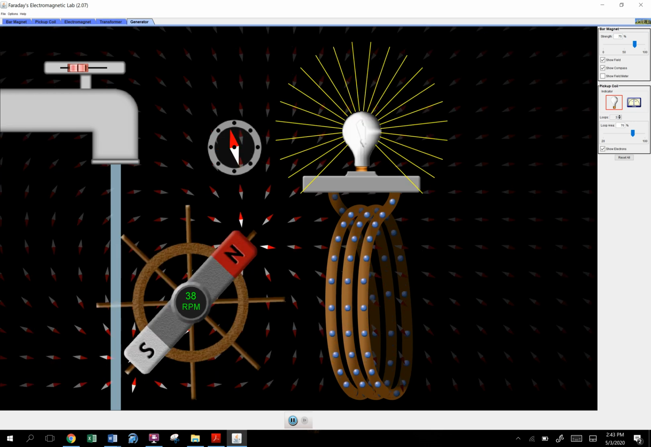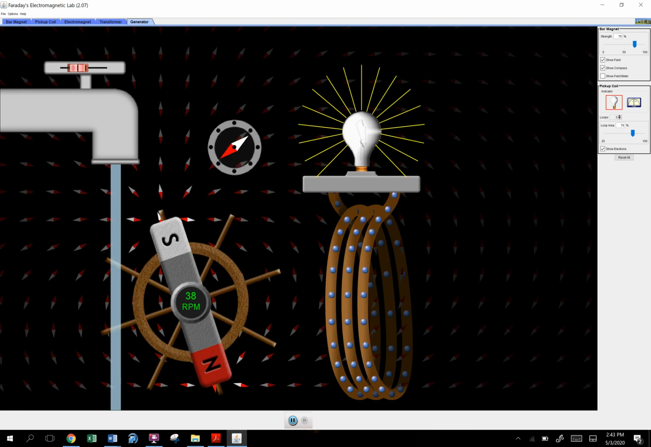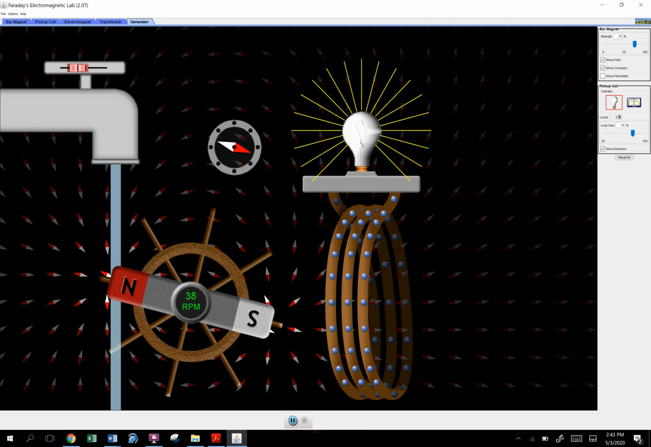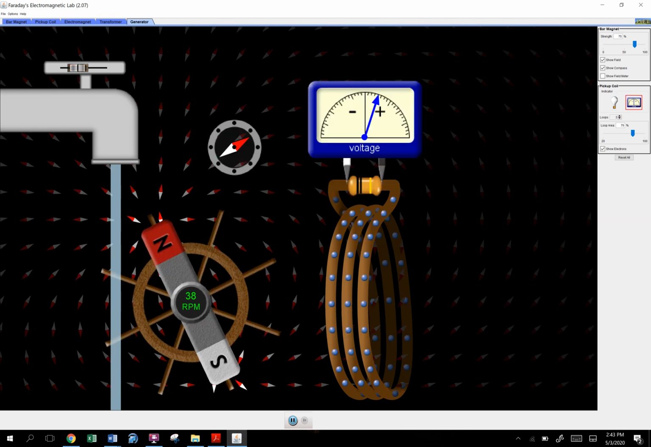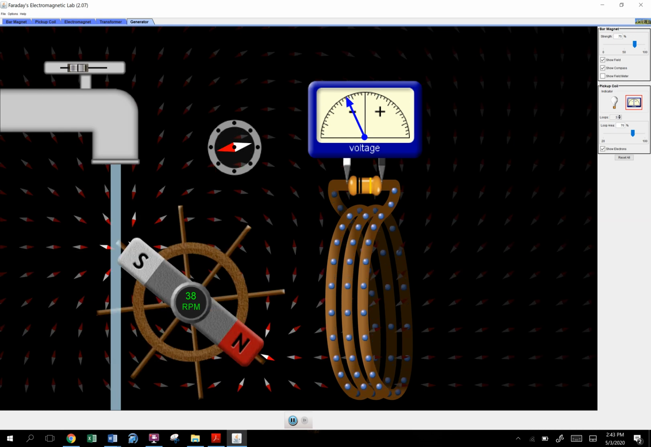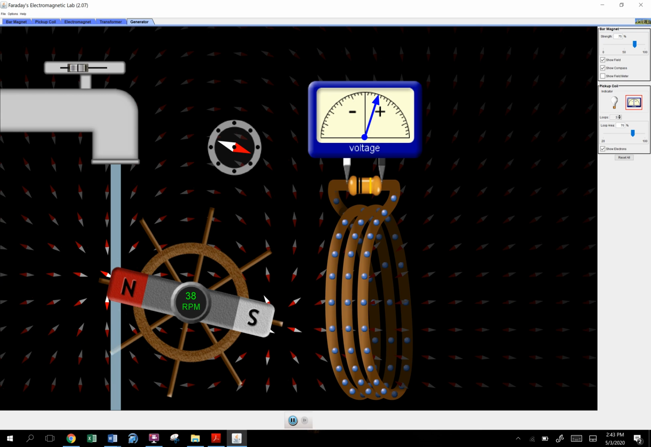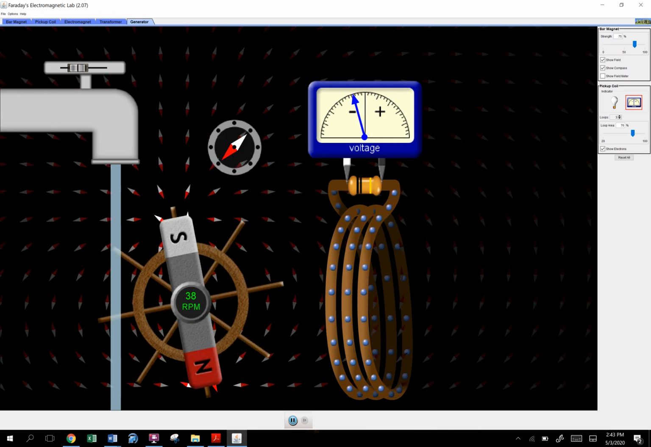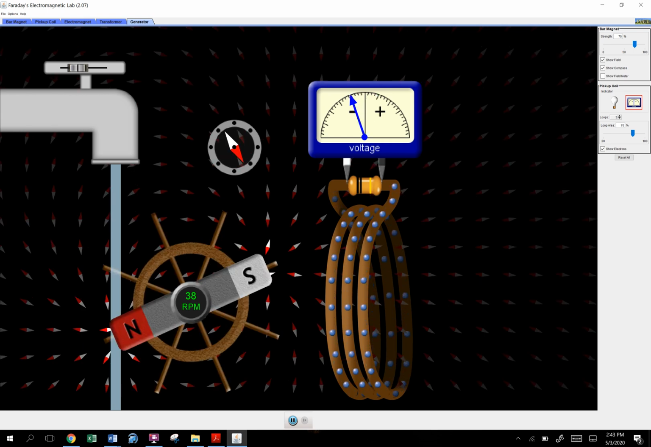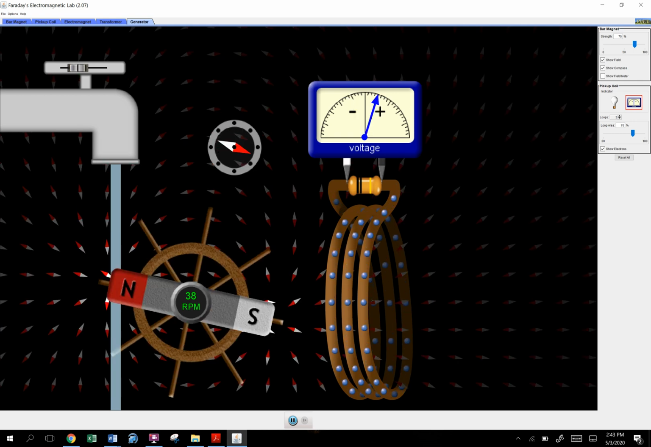And you can see how the compass needles in and around the loop of wire are constantly changing. What I'm not sure you can see, because of the 15 frames per second, is that the direction of the current is changing back and forth. I've used the voltage meter so you can see this. So it's going positive, then negative, positive, then negative. This is called alternating current because it alternates directions.